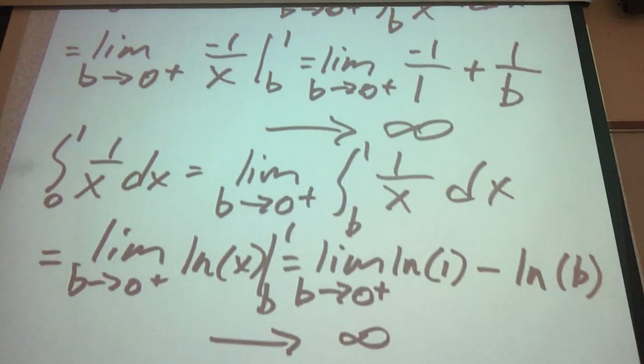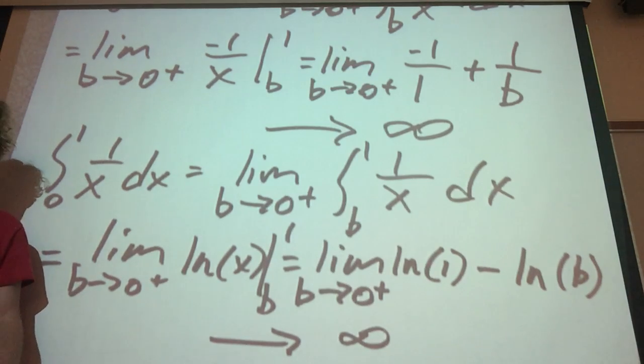Okay? So when talking about the difference between the integral from 1 to infinity or the integral from 0 to 1, the rules end up, they switch on each other.